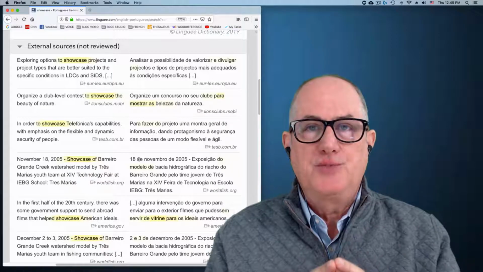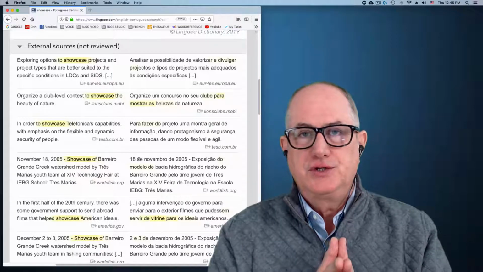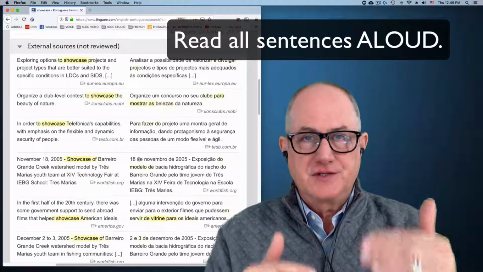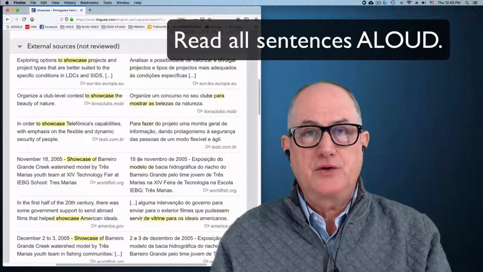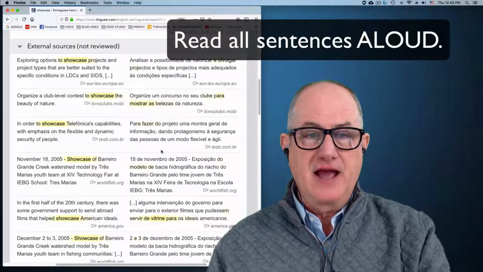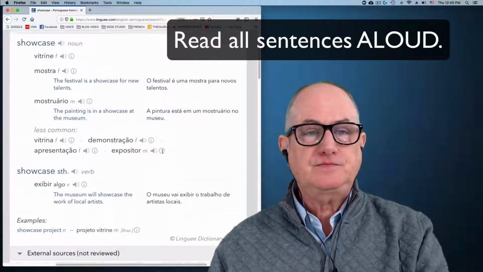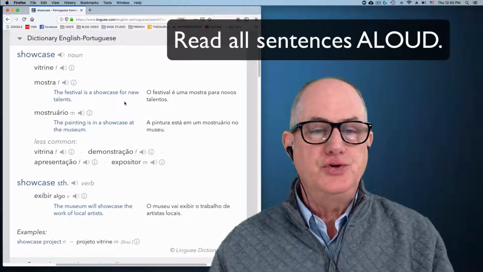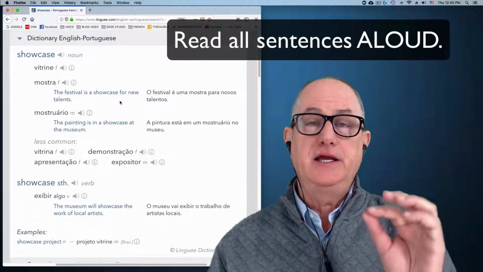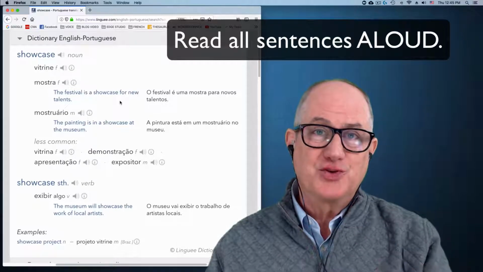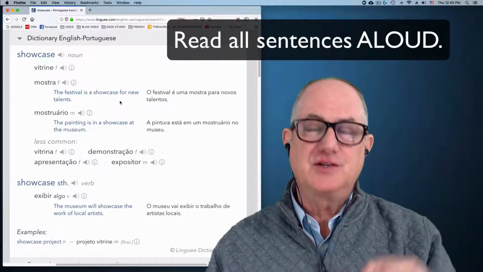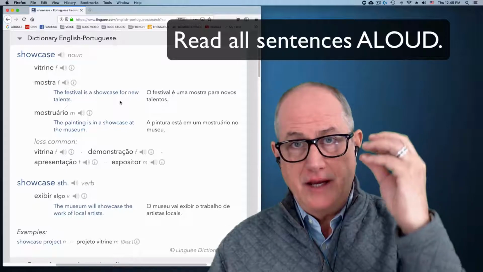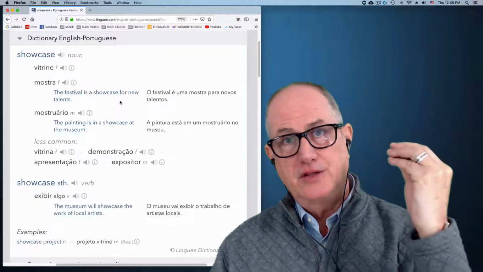And here's something important when you come to this stage. It's important to read aloud the sentences that demonstrate how to use the verb. In fact, I could go back up here and look at all of these sentences that show us how to use the word showcase. It is not enough just to read the sentence. It's important that you read it aloud. That is how your brain begins to learn the language.